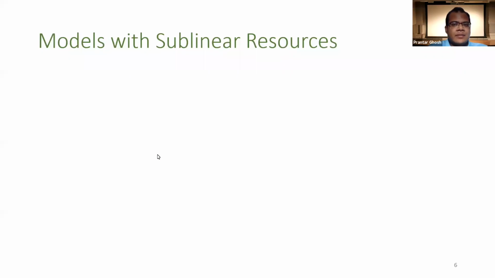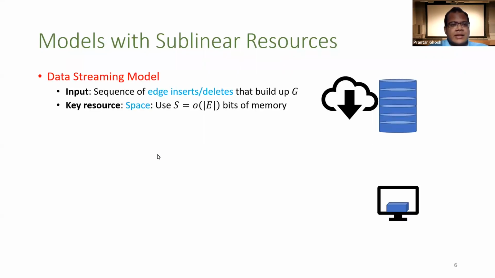Now, let me define the models that we study here. The first one is the data streaming model, where the graph is built by edge insertions and deletions that arrive in a sequence. We don't have enough memory to store the entire graph, so we have to store information sublinear in the number of edges, and then try to answer questions about the graph with this limited information.